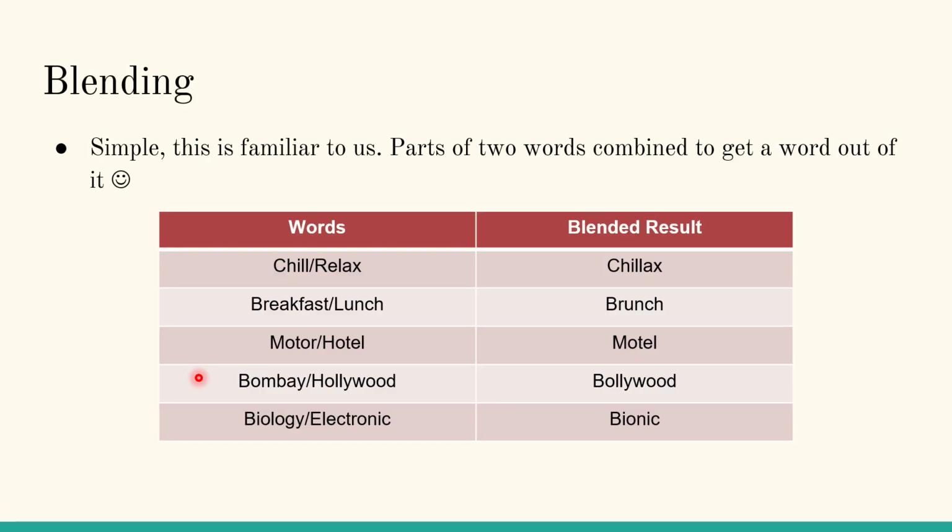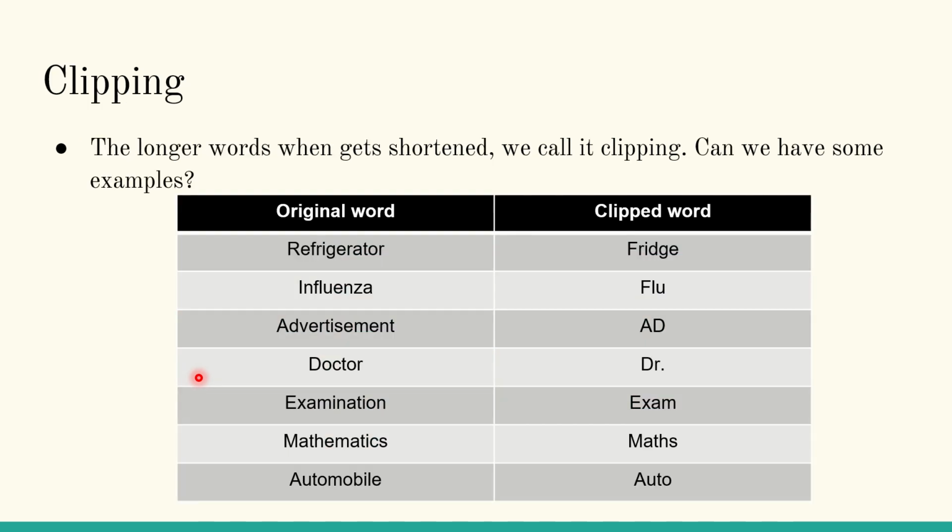Blending, what is it? I combine parts of two words. I take something from the first word, something from the second word, I combine them together, and that's called blending. Example: chill, relax gets you chillax. Breakfast, lunch gets you brunch. Motor, hotel gets motel. Bombay, Hollywood, Bollywood. Biology, electronic, bionic. This is a simple example that I can cite.